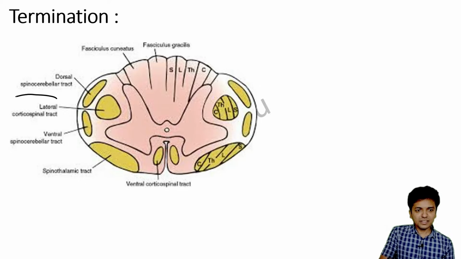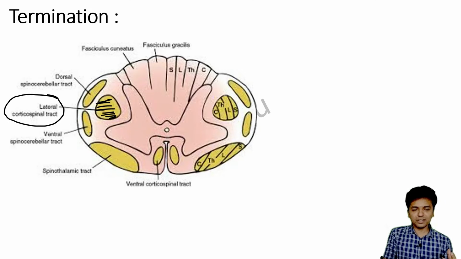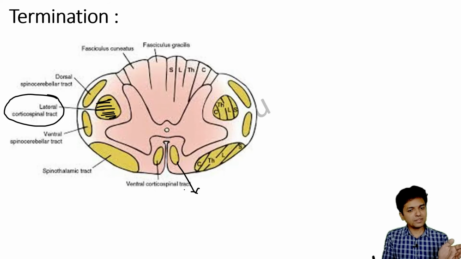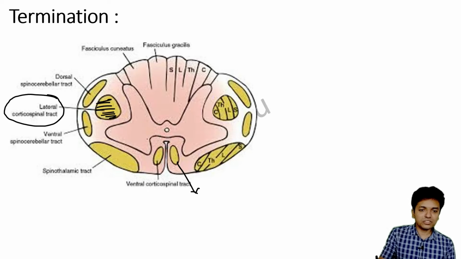Here we can see the cross section of the spinal cord, and this area is the lateral corticospinal tract. As I have told you, the lateral corticospinal tract is going to occupy the lateral white funiculus of the spinal cord, and this is the anterior corticospinal tract fiber, which occupies the anterior white funiculus. Lateral corticospinal tract fibers are the crossed fibers. Anterior corticospinal tract fibers are the uncrossed fibers.